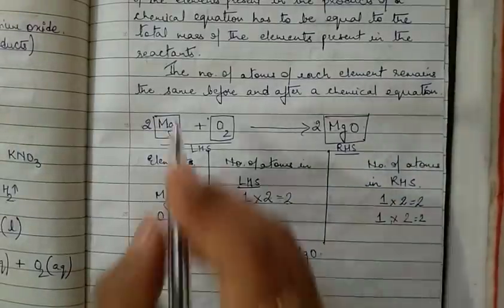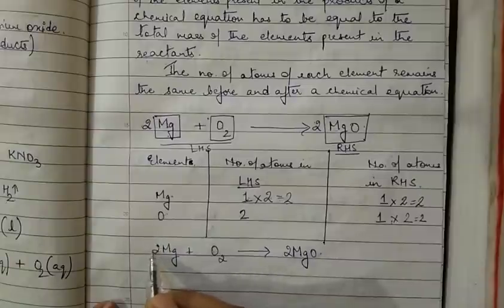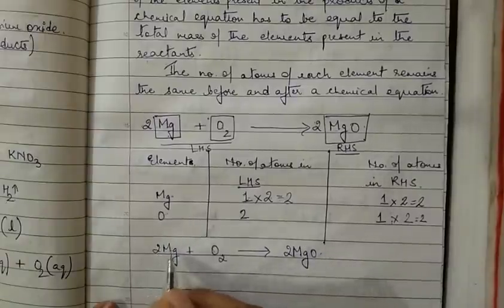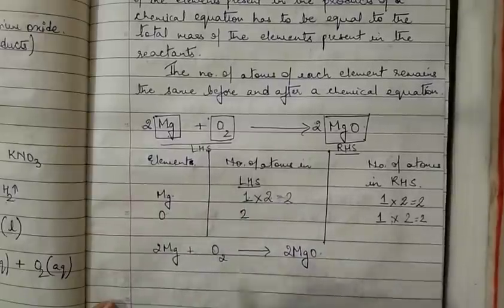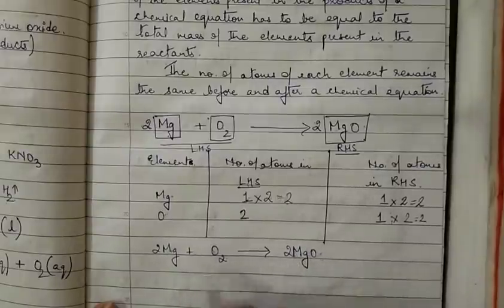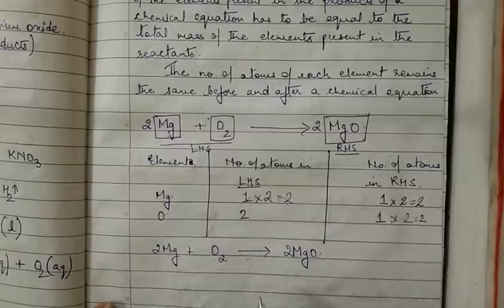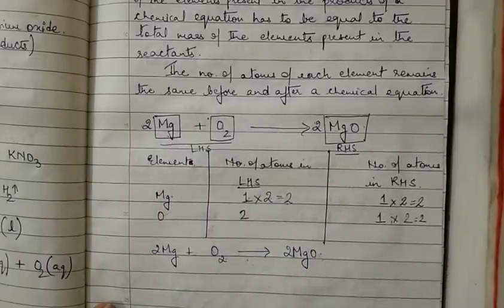Now the last step is we remove the boxes and we only write the numbers of atoms which we have added. So our equation becomes now 2 Mg plus O2 gives us 2 MgO. You can see the number of atoms on the left and right hand side of both magnesium and oxygen is equal. So now this equation is a balanced chemical equation. Let us see some more examples of balancing chemical equations.